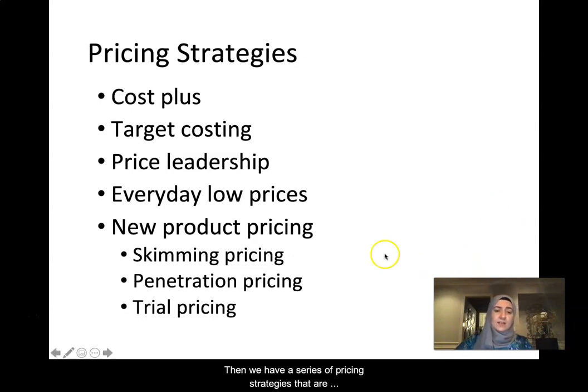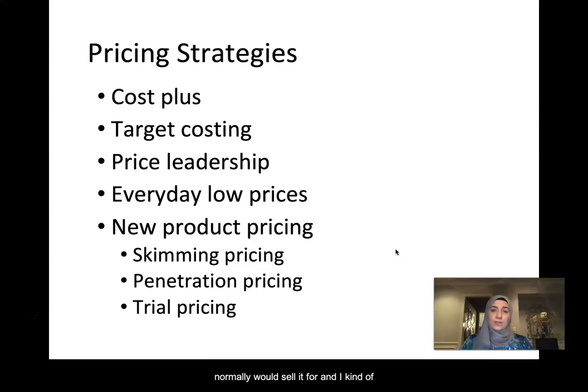Then we have a series of pricing strategies that are specific to new products when we introduce a new product. Skimming pricing is when I've introduced a new product to the market that everyone is so excited about, and so I introduce it at a pretty high price, a little bit higher than I normally would sell it for, and I kind of take advantage of that excitement in the market, and then I can lower it later. And a lot of tech products do that.